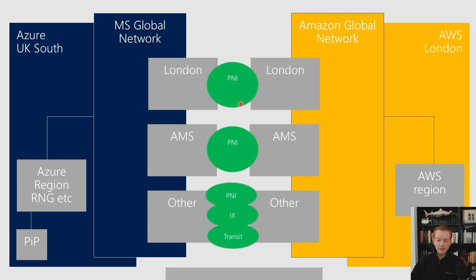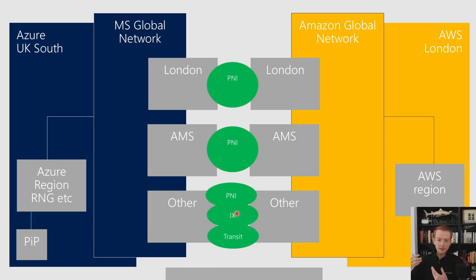An example might be in Europe. This is not the exact topology in Europe. This is representative, so please don't take this as a suggestion of the actual network. But as an example, we would have these things called PNIs. These links are referred to as PNIs in the industry, private network interconnects. We're going to have them in multiple locations, like London and Amsterdam, and then perhaps we'll have what's referred to as an Internet Exchange, or IX.